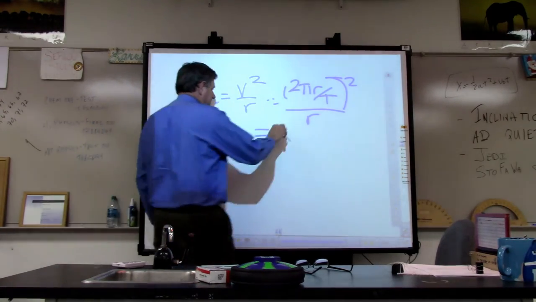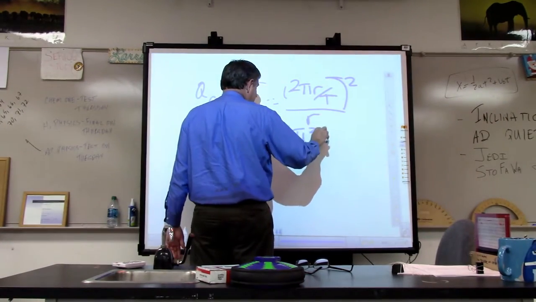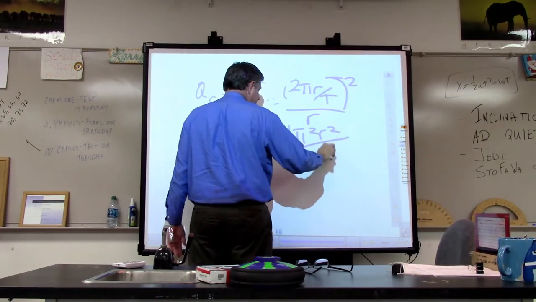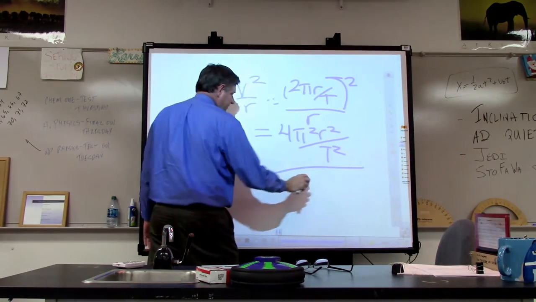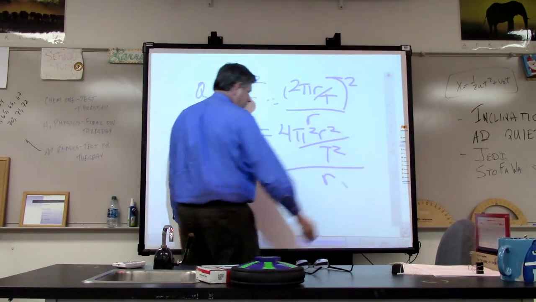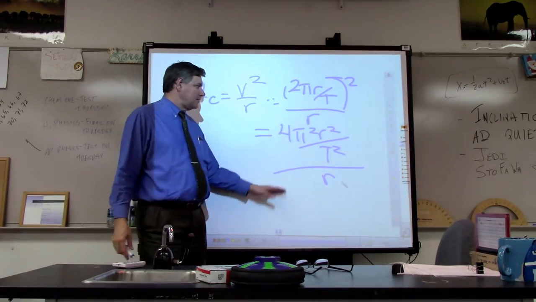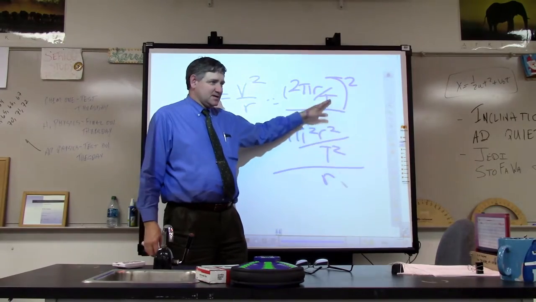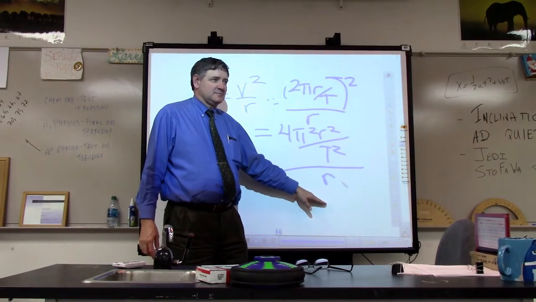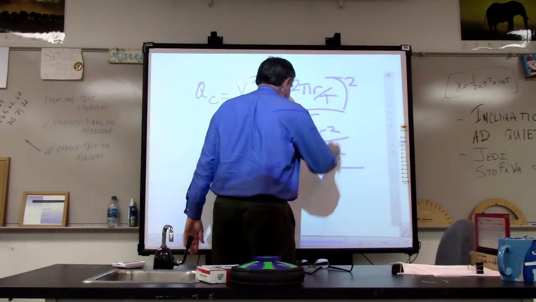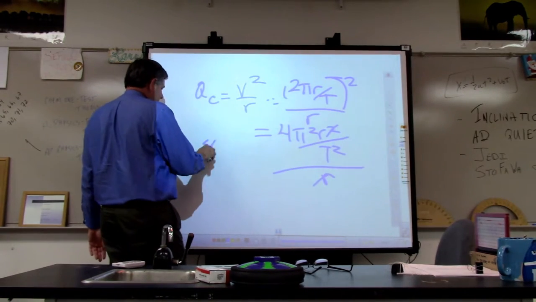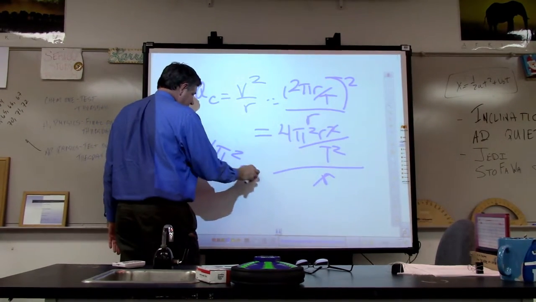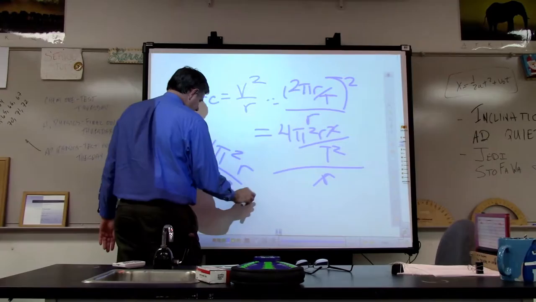4 pi squared. It's going to give me 4 pi squared r squared over t squared. I'm going to divide all that by r. So I get an r squared and an r, right? So what's going to happen? One of them's going to cancel. I'm going to lose an r. Okay, so then I get 4 pi squared r over t squared.